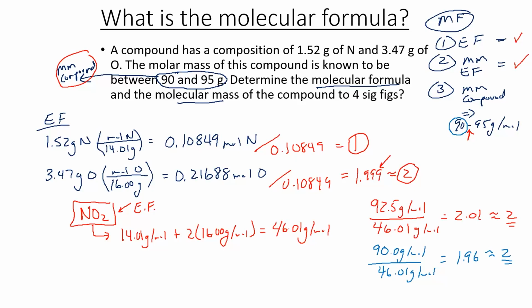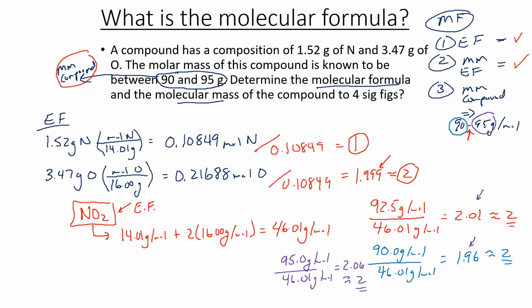Okay, let's say that we decide not to take the middle of the road or the low end, but we'll take a look at what would happen if we chose the high end of the range, which would be in this case obviously 95 grams per mole. So if we took our high end at 95 grams per mole and divided by our 46.01 grams per mole, which is our molar mass of our empirical formula, that also is going to give us approximately 2 as well. Looks like we'll get here 2.06, which is pretty close to 2.